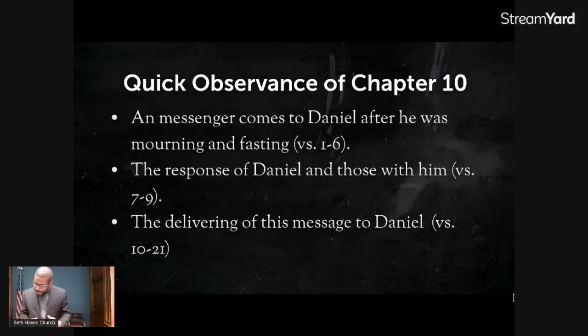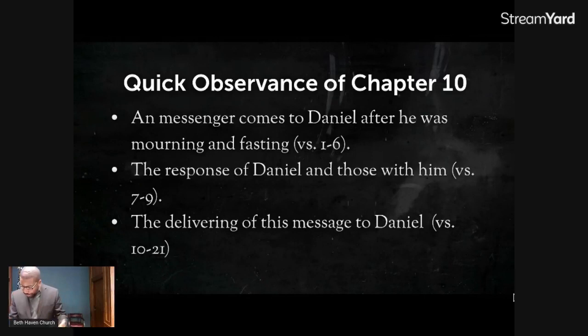In verses 7 to 9 of chapter 10 of the book of Daniel, we see the response of Daniel. After he was mourning and fasting, this messenger comes to him, and Daniel writes great detail about what this messenger looks like. Verse 5: I lifted my eyes and looked, and behold, there was a certain man dressed in linen, whose waist was girded with pure gold of Uphaz.